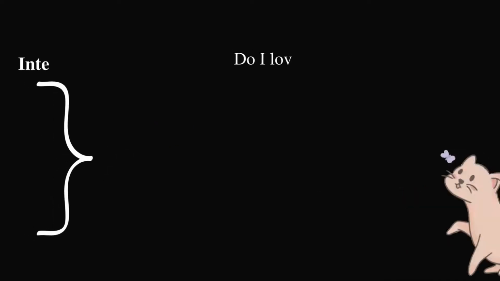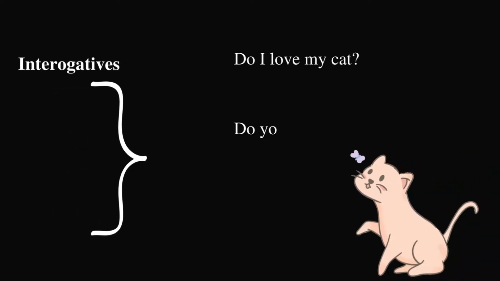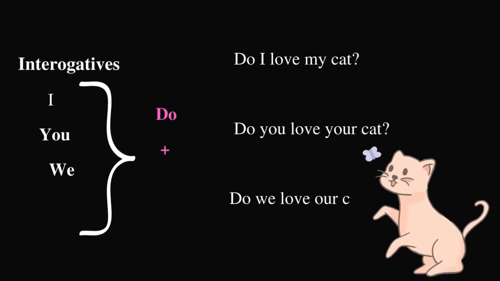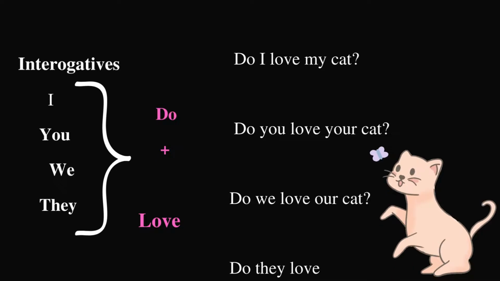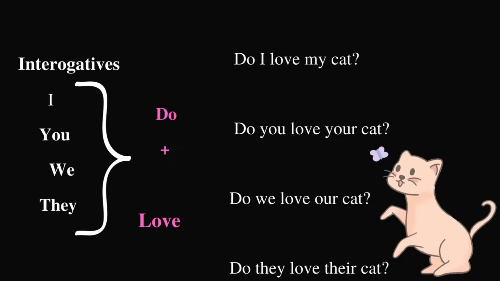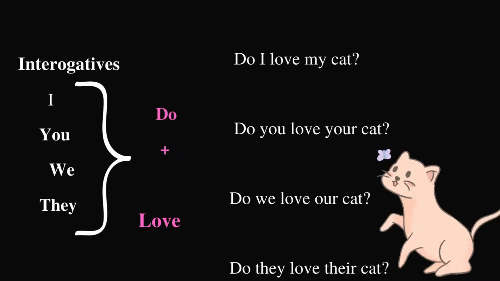When it comes to interrogatives with first person plural, we use do in the start of the sentence with first form of the verb. For example, do I love my cat? Do you love your cat? Do we love our cat? Do they love their cat?